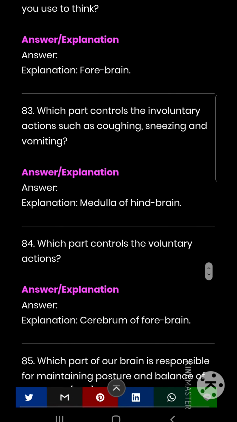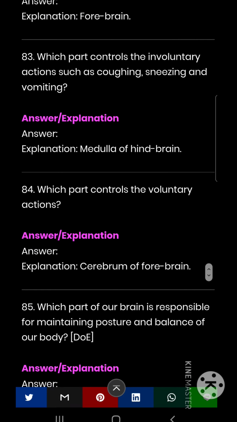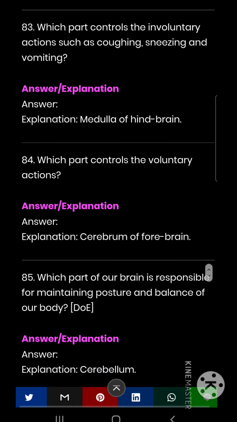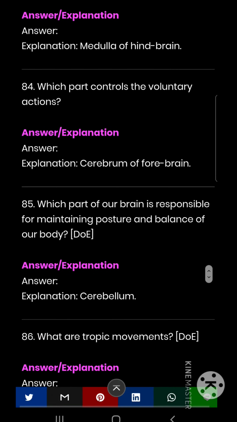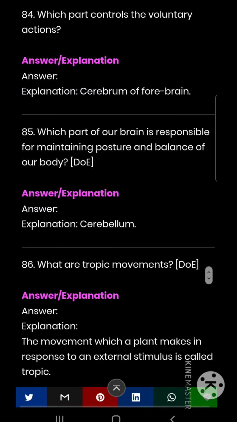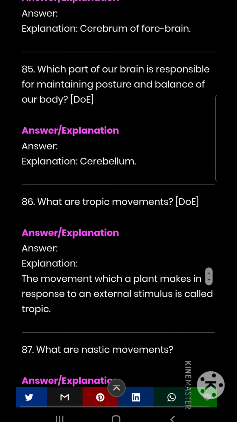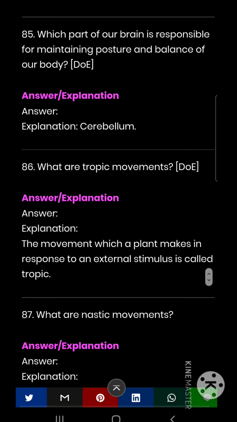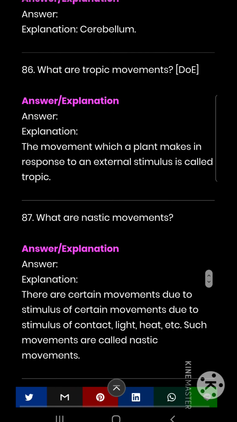It is forebrain. Which part controls the involuntary actions such as coughing, sneezing and vomiting? Medulla oblongata of hindbrain. Which part controls the voluntary action? Cerebrum of forebrain. Which part of our brain is responsible for maintaining posture and balance of the body? Cerebellum. What are tropic movements?